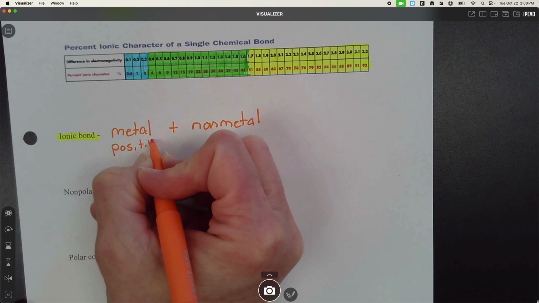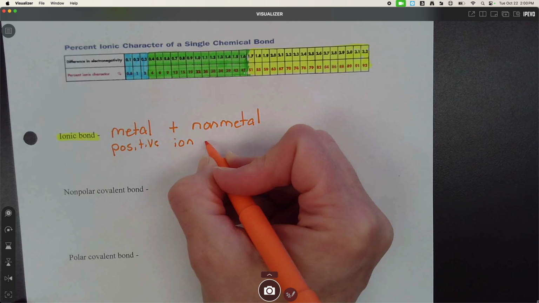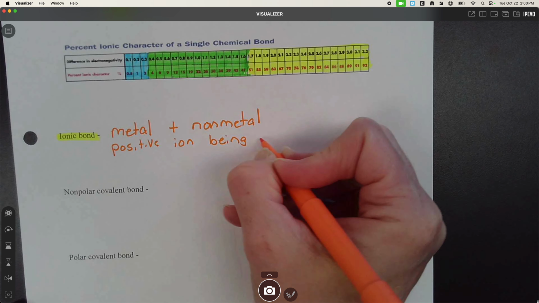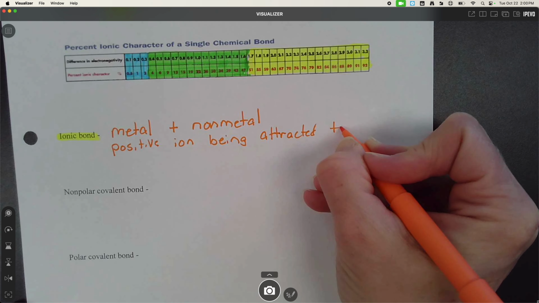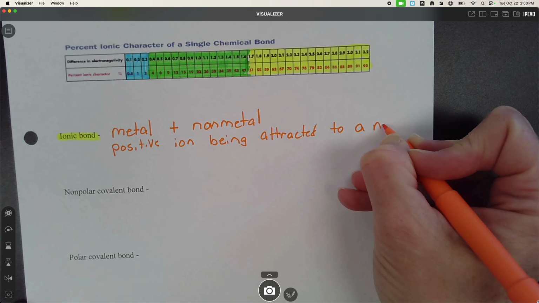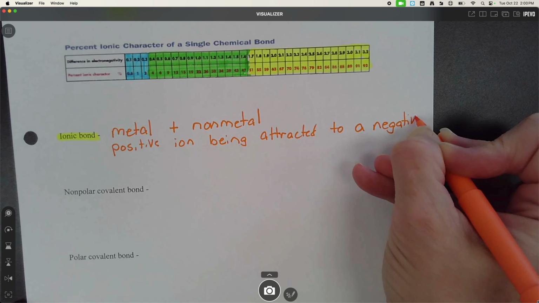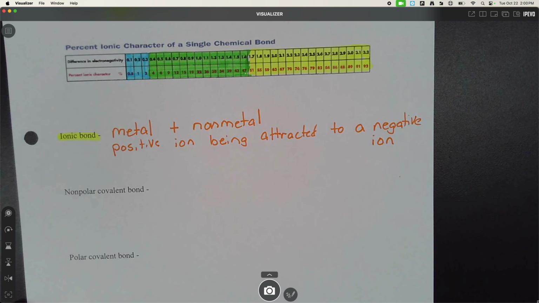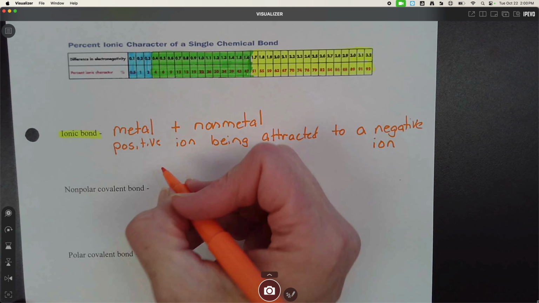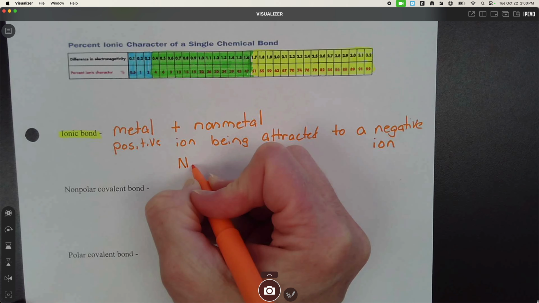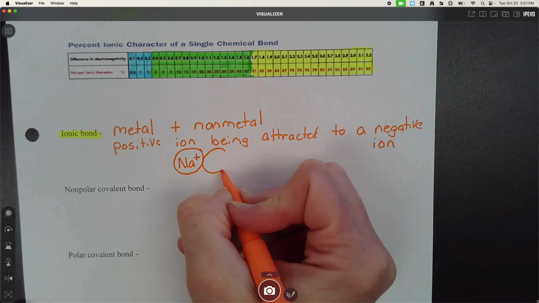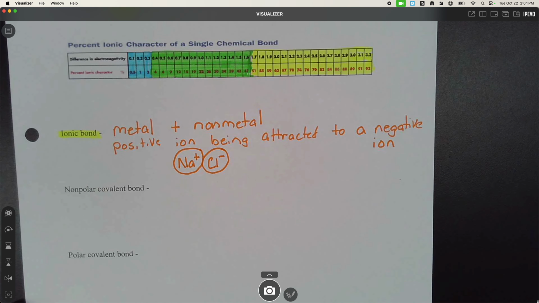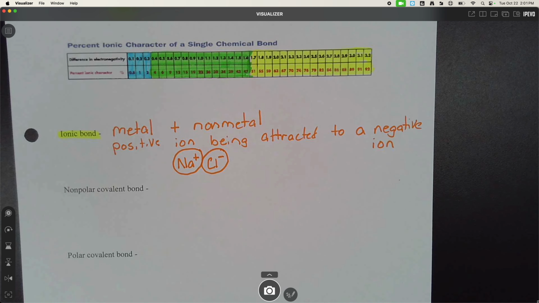This one, a positive ion, is being attracted to a negative ion. Probably the classic example of that is table salt. Sodium is a positive ion. Chloride is a negative ion. And the two stick together just because positive and negative things are attracted to one another.